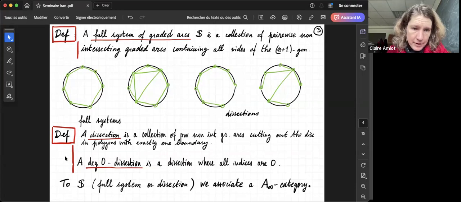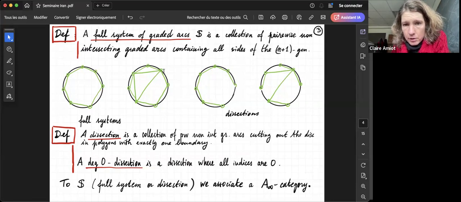I define now what a dissection is. A dissection is a collection of pairwise non-intersecting graded arcs that cuts the disk into polygons with exactly one boundary component. Here on the right of my picture, you can see two examples of dissection. In the first one, I just took the n+1 gon and I removed one arc. So this is an example of a dissection.